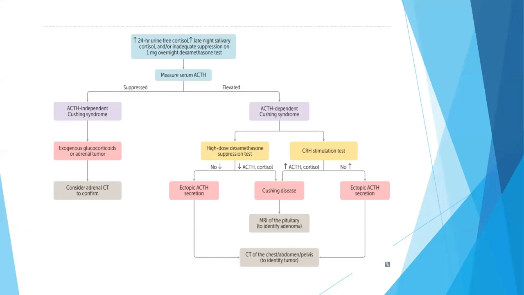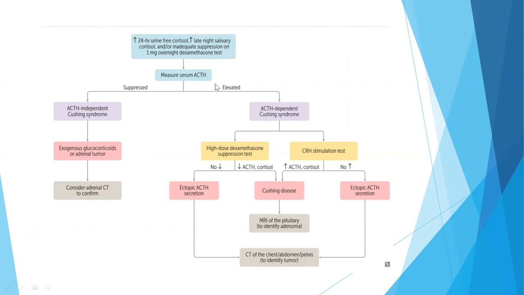Right, this is how you diagnose Cushing syndrome, and this is how you rule out Cushing disease and other conditions. So, if there is increased 24-hour urine free cortisol, or if there is increased late-night salivary cortisol, then you need to measure the serum ACTH. Now, if the serum ACTH is suppressed, then you need to think of ACTH independent Cushing syndrome. So maybe the patient is taking some amount of exogenous glucocorticoids, or there is a cortisol secreting adrenal functional tumor, which is causing negative feedback and leading to suppressed ACTH. Then you need to confirm with an adrenal CT scan.